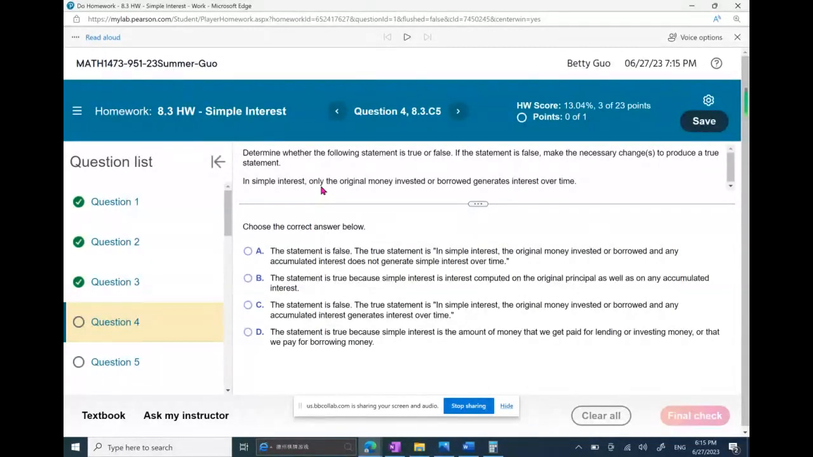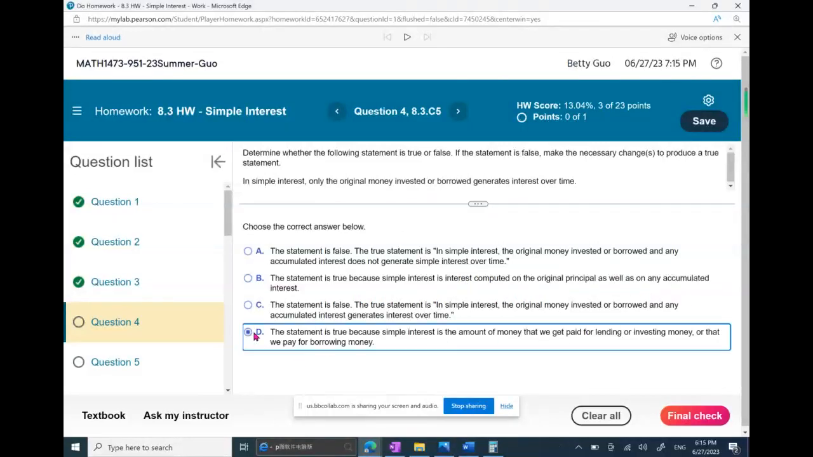Yeah, in the case of simple interest, originally the chicken you bought, you invested in, that's the principal. Over time, every year, that's the only chicken you have, and all the eggs are from that chicken. So yes, in the case of simple interest, all the interest is generated from the original money you invested, and it's true because simple interest is interest computed on the original principal.